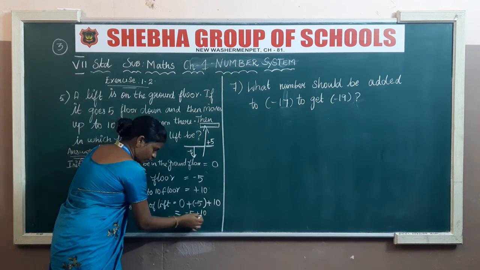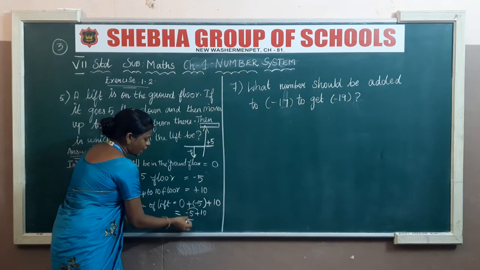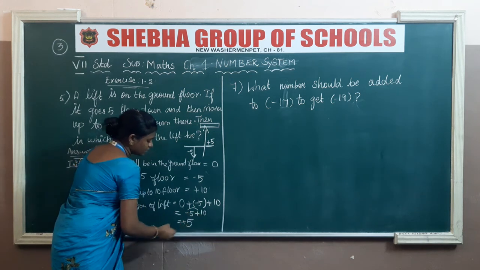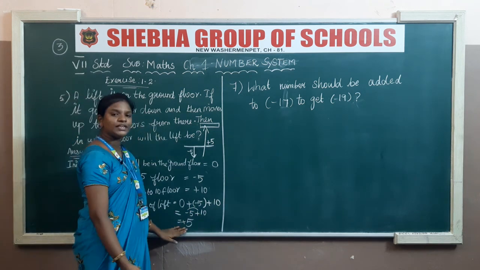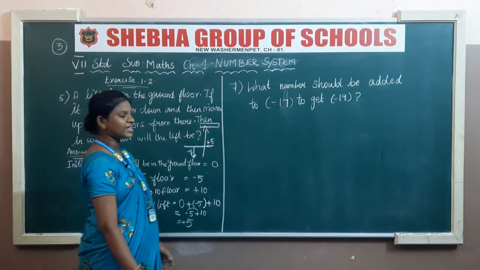So 10 minus 5 is 5. We write the sign of the bigger number, which is plus. So the position of the lift is the 5th floor. Okay. Next we have to move to the 7th question.